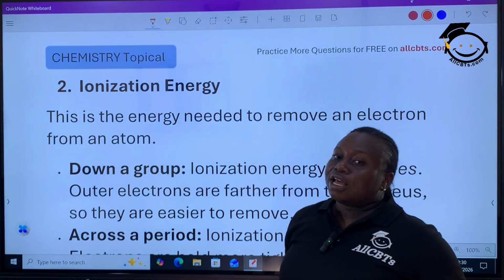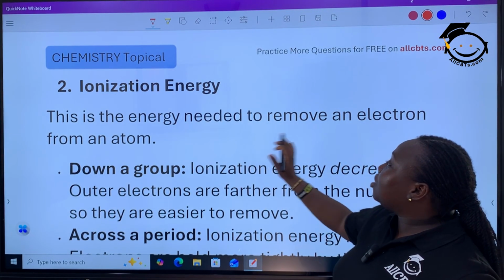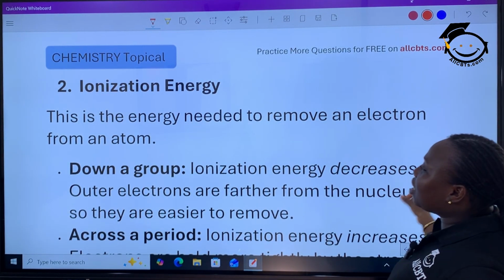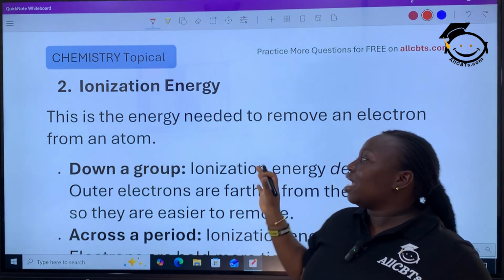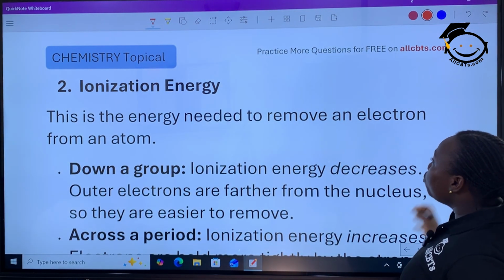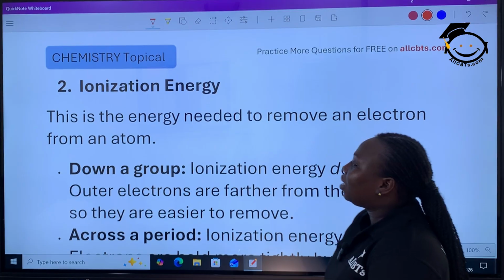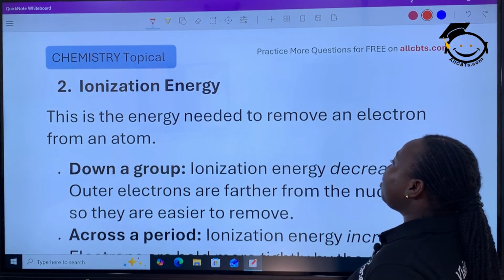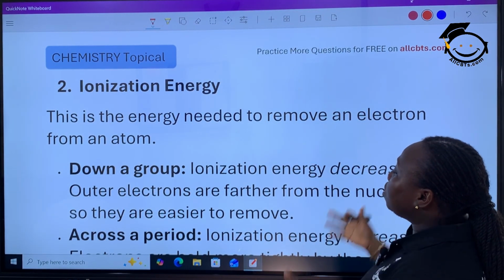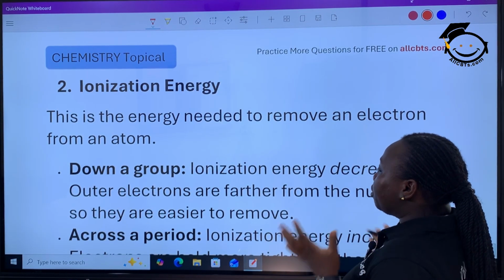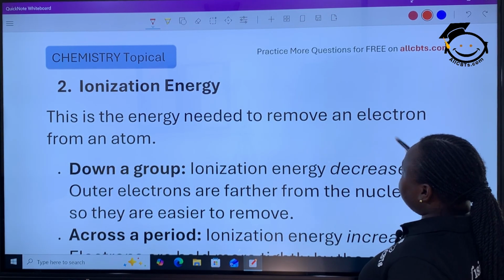Ionization energy. Now, what does this mean? It is the energy that is needed to remove an electron from an atom. Now, let us know what this energy does down the group and across the period. Does it increase, does it reduce? Let's look at that.